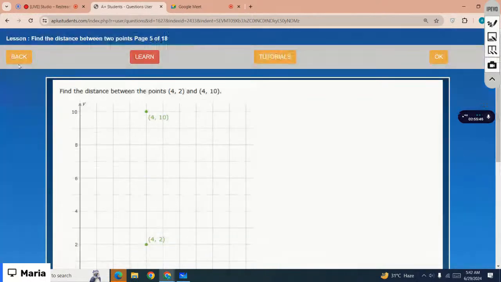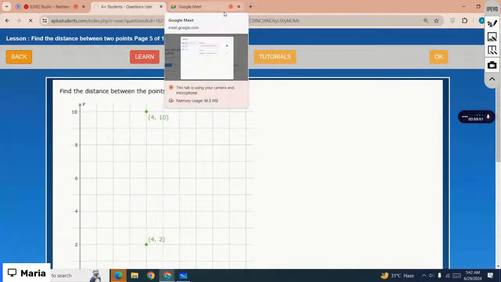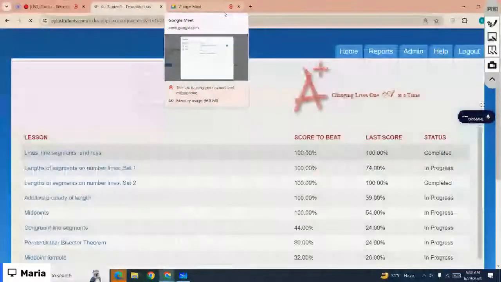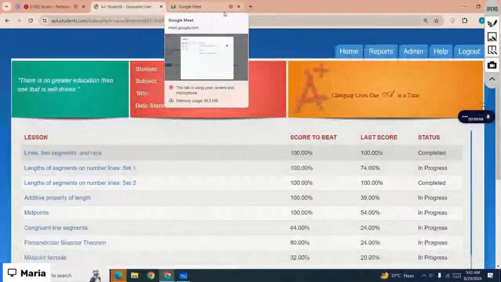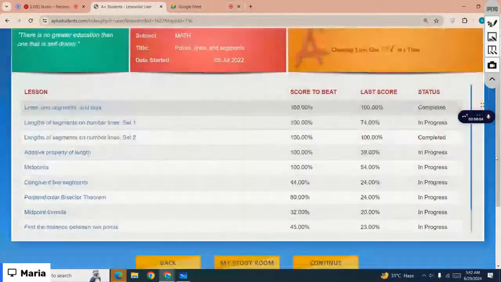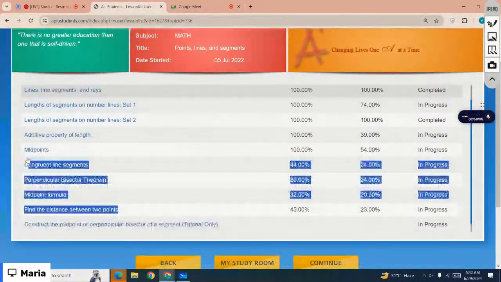Okay, you can complete the lesson by yourself later today. So we were working on grade 10 math. The chapter we were working on is points, lines and line segments. The lessons we have covered today are congruent line segments, perpendicular bisector theorem, midpoint formula, and find the distance between 2 points, right?